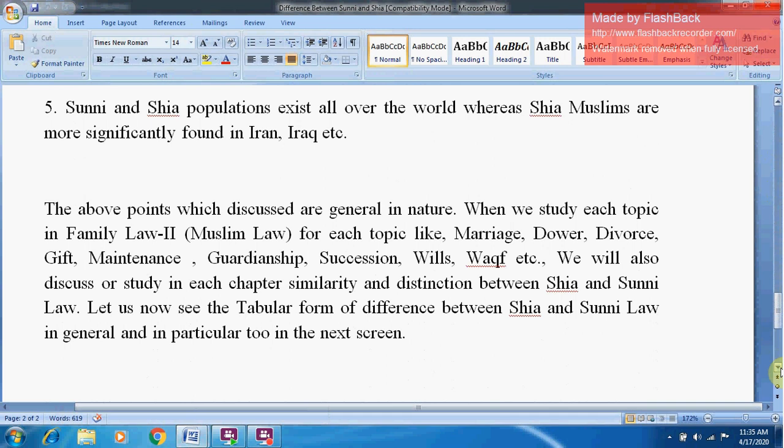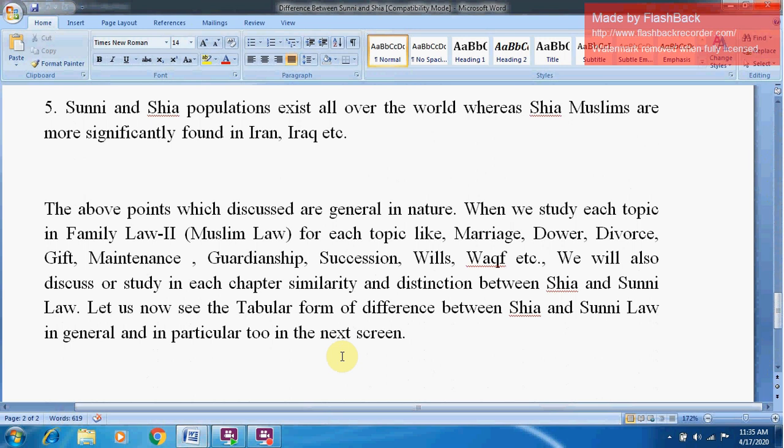When we study each topic in family law, Muslim law, for each topic like marriage, dower, divorce, gift, maintenance, guardianship, succession, wills, waqf, etc., we will also discuss in each chapter the similarity and distinction between Shia and Sunni law.